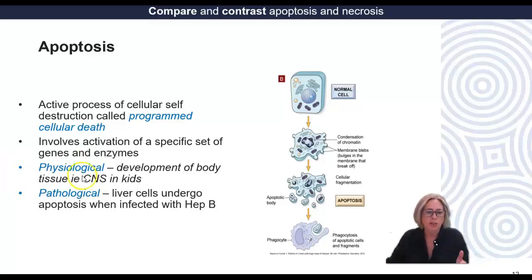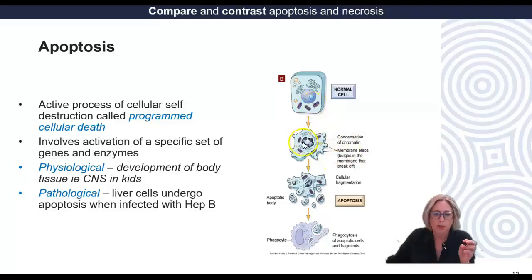As I mentioned previously, there is physiological apoptosis, which occurs during the development of body tissue, for example, the central nervous system in kids, and pathological, where liver cells or hepatocytes undergo apoptosis when infected with hepatitis B. So if you look at this little schematic here, these are the steps of apoptosis. I think to anybody's eye, you can see it does look very ordered.